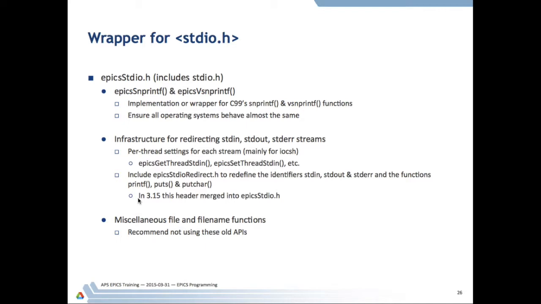So that was communicating between tasks. For communicating outside of the application itself, we have a wrapper for the C standard I/O called EPICS standard IO.h, and that actually includes standard I/O. So in general, you don't need to include that one. Just include the EPICS standard I/O, and that provides a few things. So EPICS SNPrintf is an implementation, or depending upon the operating system, it may just be a wrapper for the standard C99 calls, but not all operating systems support that properly.